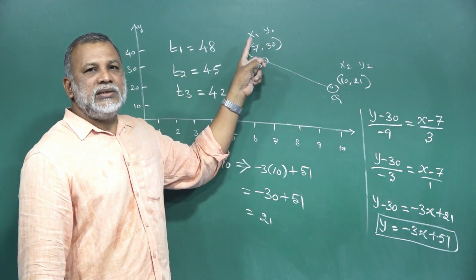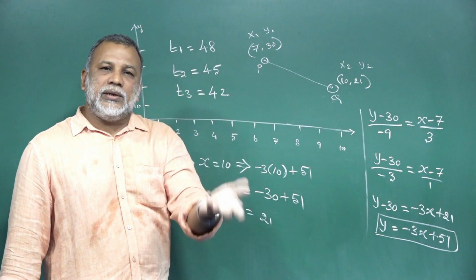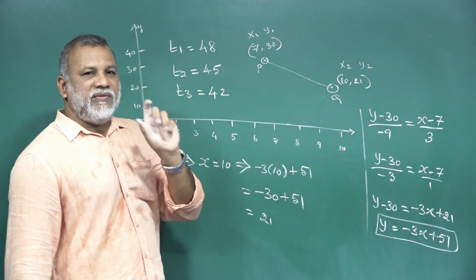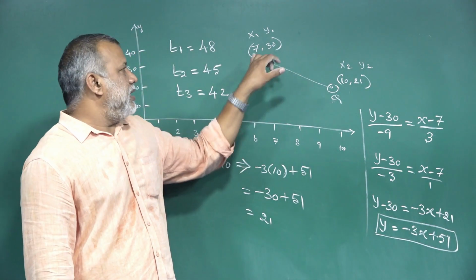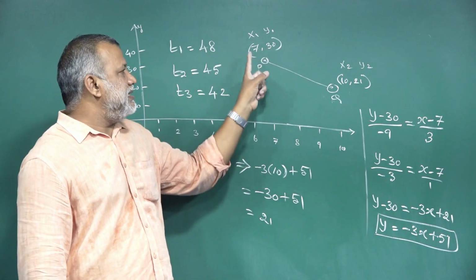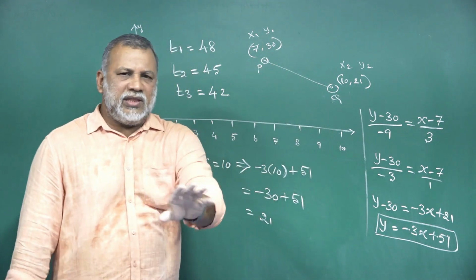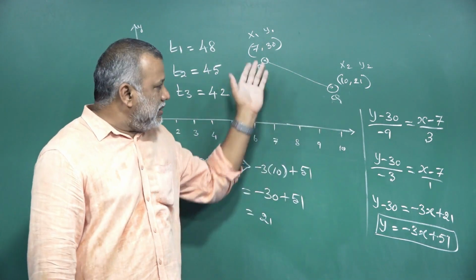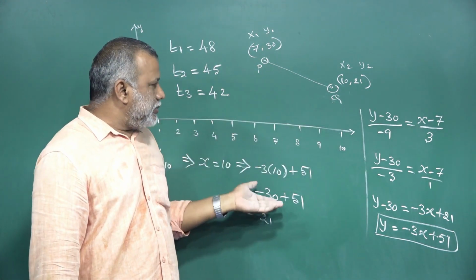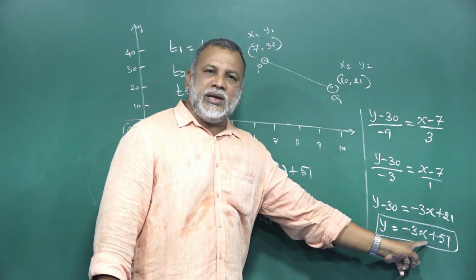7, 30. That means the number of terms is taken on the x-axis, then the value of the term is on the y-axis. Therefore, we are able to pair the points 7, 30 and 10, 21. After that, everything is a well-known procedure for you, because it is the line through any 2 points. Substitute, simplify, you can get an equation.